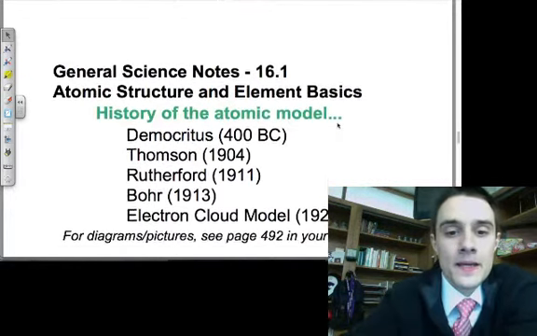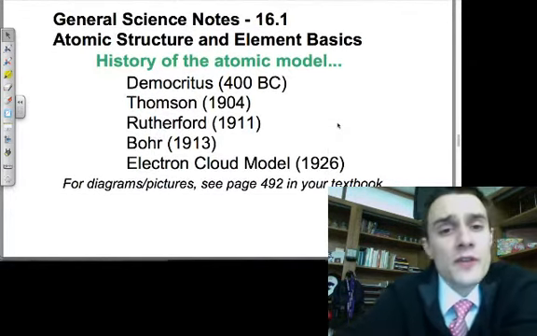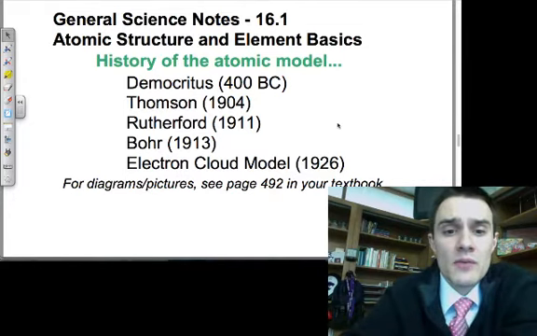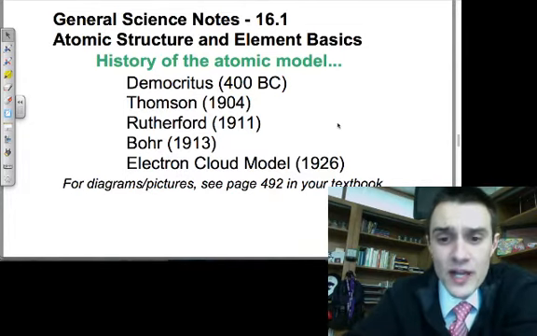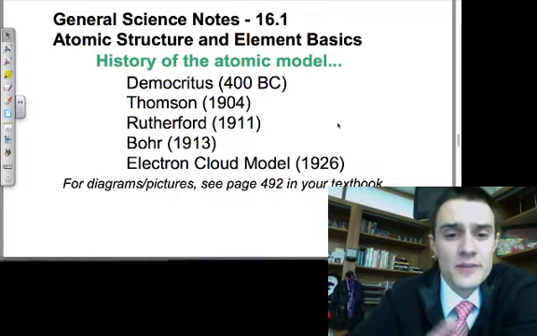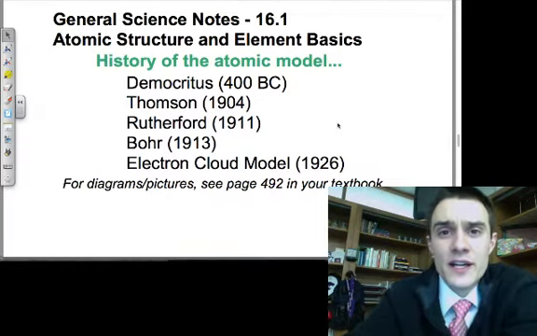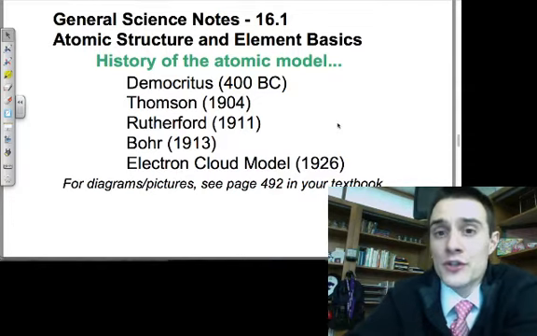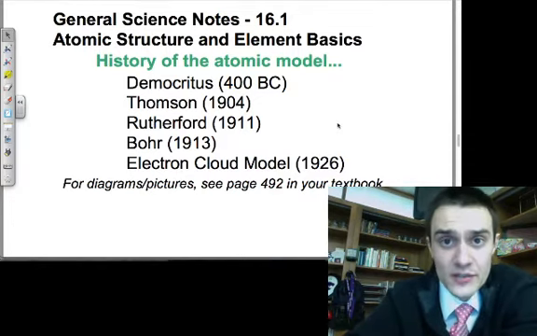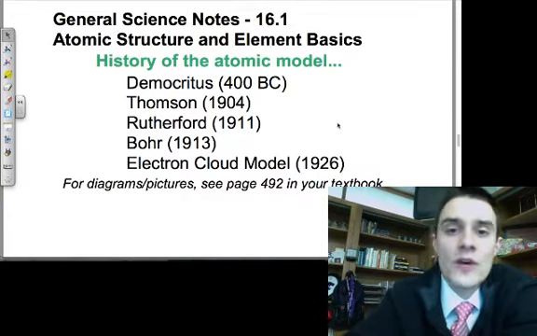A little history of the atomic model here, real fast. You can check page 492 in your textbook to see some diagrams and pictures. But again, you start to notice a lot of activity around the turn of the 1900s, so about the turn of the 20th century, we've got a lot of activity.